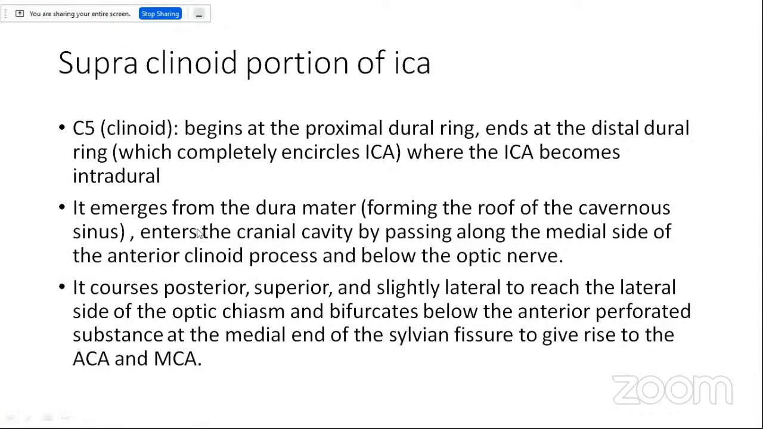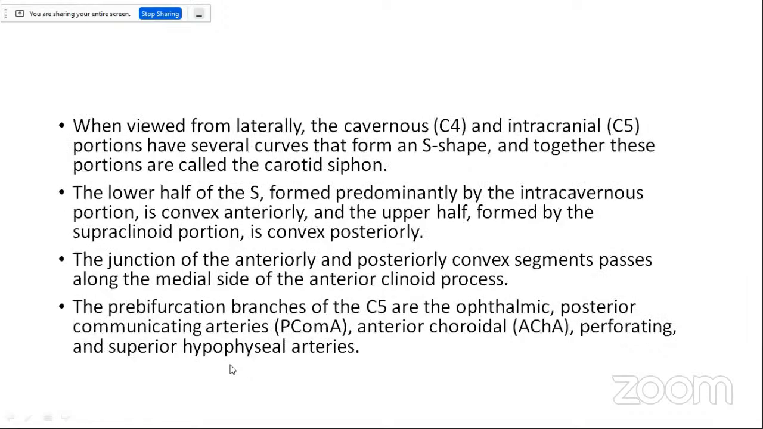So it emerges from the dura mater that forms the roof of the cavernous sinus. Then the ICA enters the cranial cavity by passing along the medial side of the anterior clinoid process and below the optic nerve. This we have already seen. Then it courses posterior, superior, and slightly lateral to reach the lateral side of the optic chiasm and bifurcates below the anterior perforated substance at the medial end of the sylvian fissure to give rise to the terminal branches ACA and MCA. Now, this was the thing we were talking about.